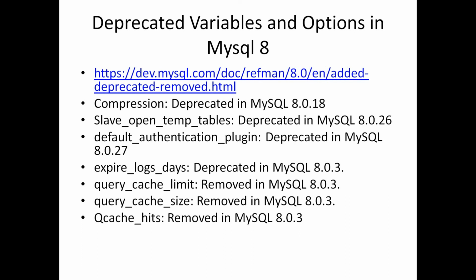The query cache limit, query cache size, and query cache hits are removed from MySQL 8.0.3. The query cache limit states do not cache results that are bigger than this value. Similarly, the query cache size is the memory allocated to store results from old queries. And query cache hits is the number of query cache hits. So these have been removed from MySQL 8.0.3.